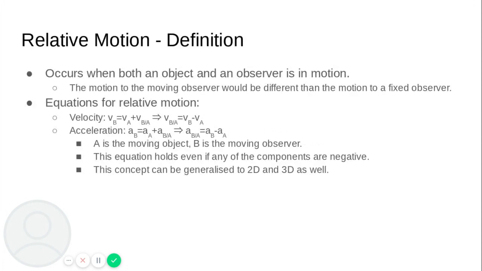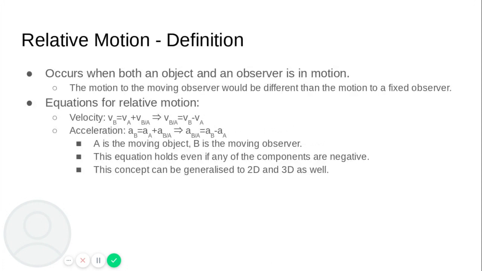So for velocity, the velocity of object B is equal to velocity of object A plus B relative to A, which means that velocity B relative to A is equal to VB minus VA. Acceleration is much the same. So B relative to A is B minus A.